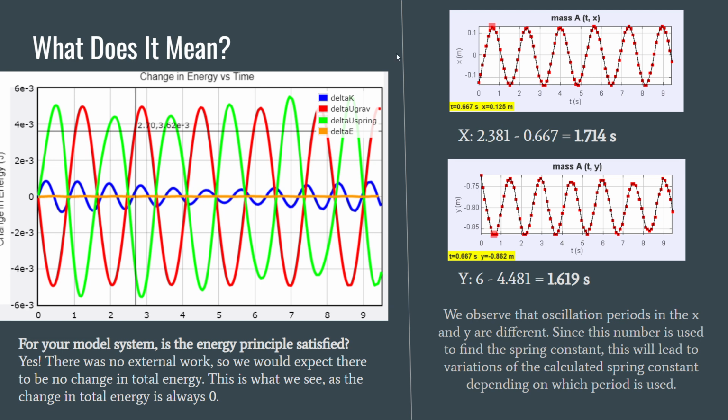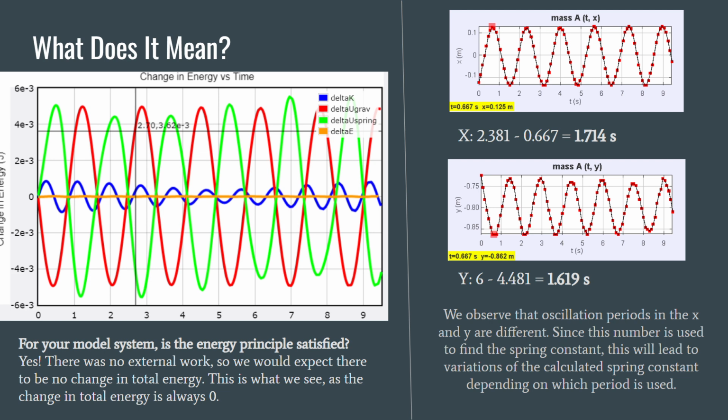So a few questions to end. Was the energy principle satisfied? Yeah, it was. So we see that the total energy, which is this orange line here, remains constant at 0, which is what we expect since there is no work being done by the surroundings.